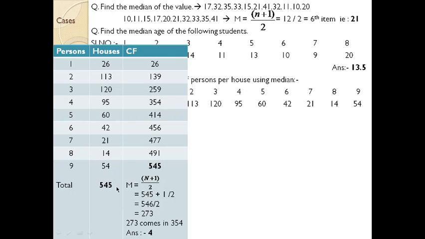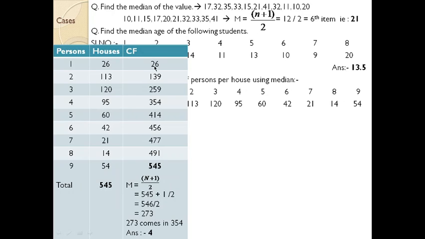We have learned that in the case of arithmetic mean. I hope you remember that. So N here is 545. So 545 plus 1 divided by 2, you will get 546 divided by 2, you got 273. Once you get 273, it is not the answer. Now you have to go through the numbers given in the CF. You have to make sure under which number 273 comes.